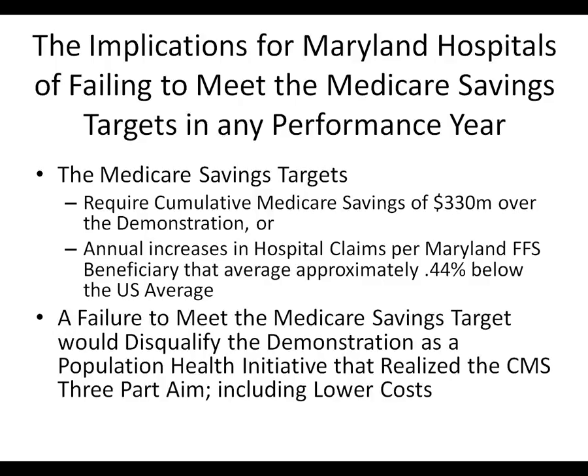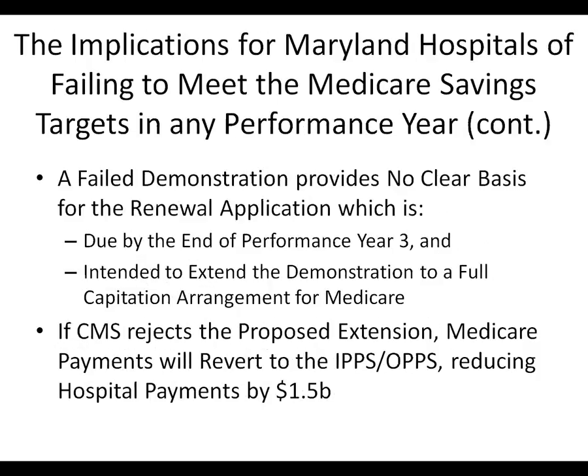In our view, a failure to meet the Medicare savings targets would disqualify the demonstration as a population health initiative, largely because the standard is not unreasonable. At least it's not unreasonable within the context of the most recent experience that we've had. So we go to page 5, please.